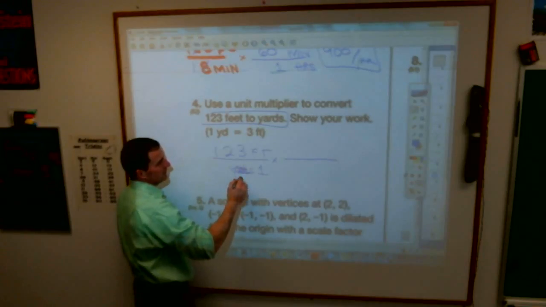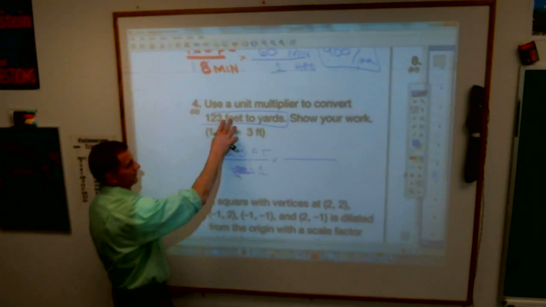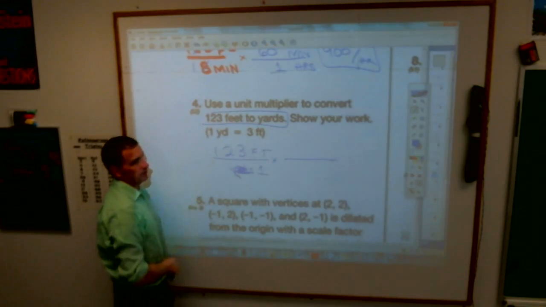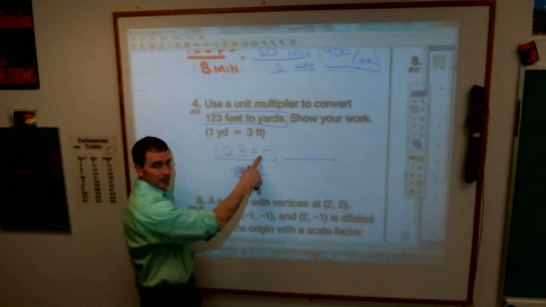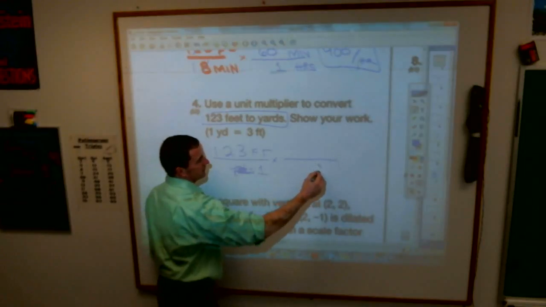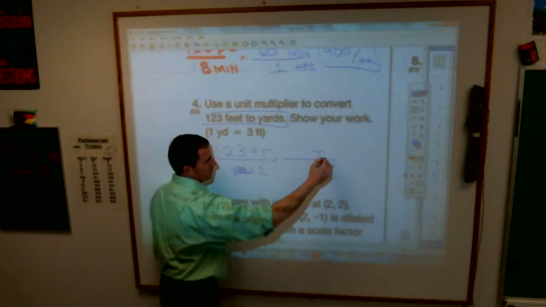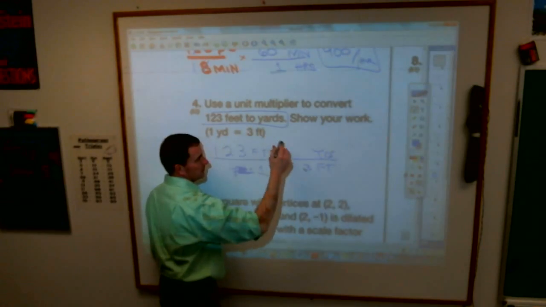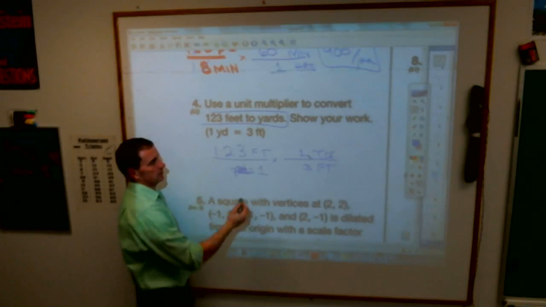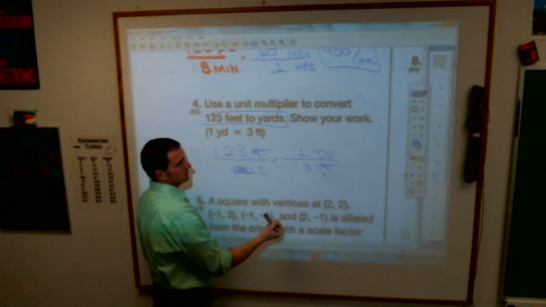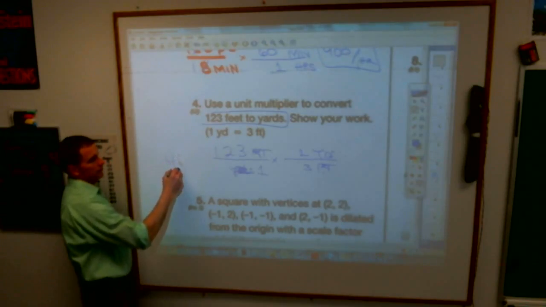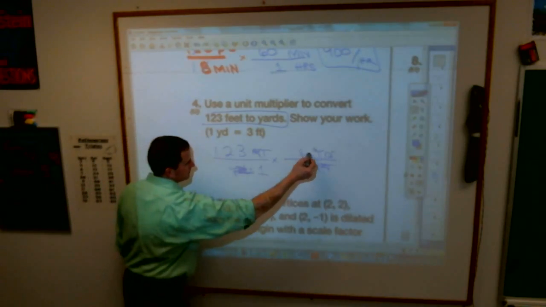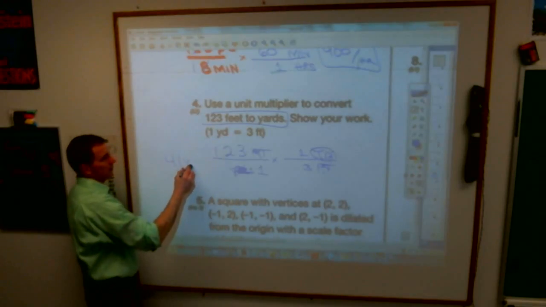I need to change my feet into yards. I know I have 123, I'm going to yards, so where does feet go? To get this label to cross off, it has to go where on the other one? And what has to go on top? And I know there's 3 feet in the yard because it told me so. Feet have crossed off. You end up with 123 divided by 3, which is 41. And what label's left? Yards.